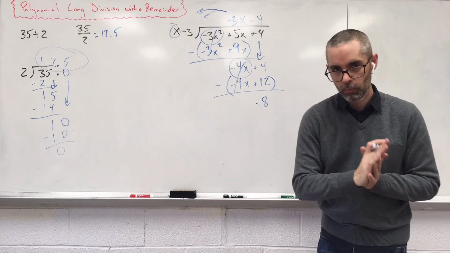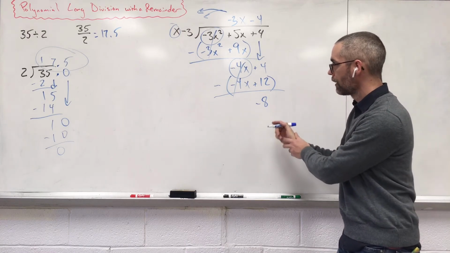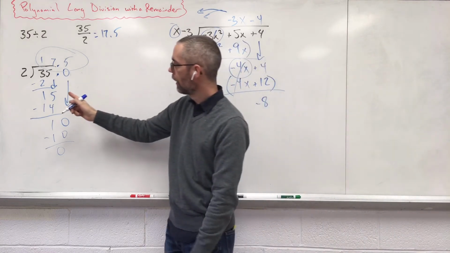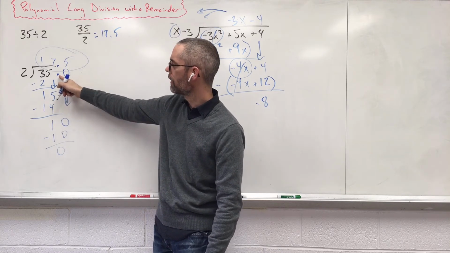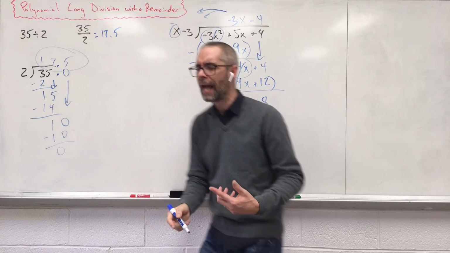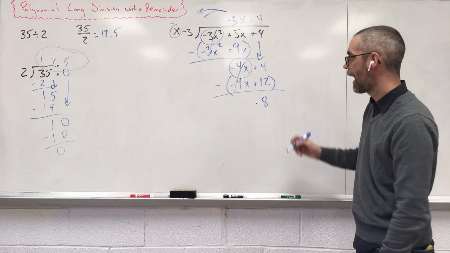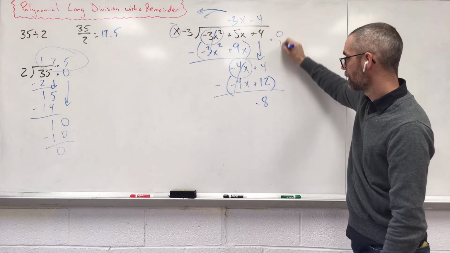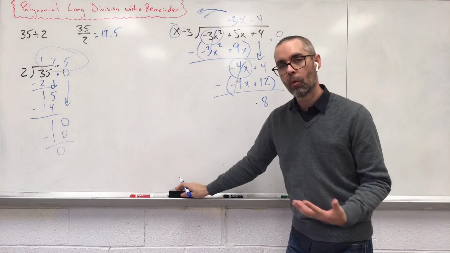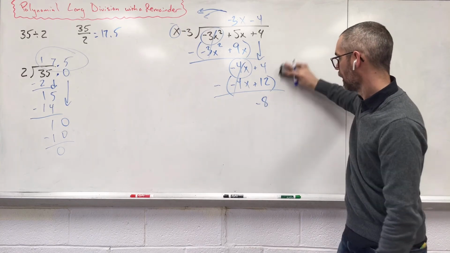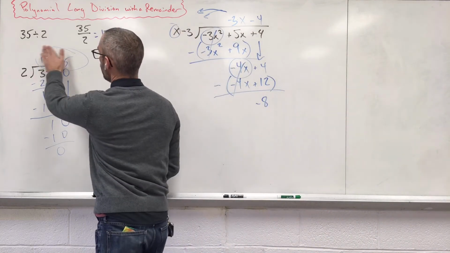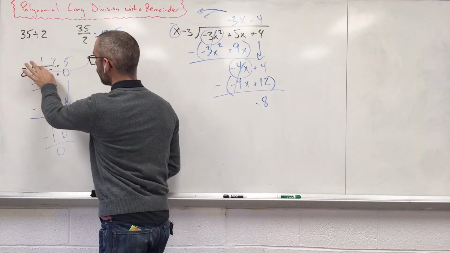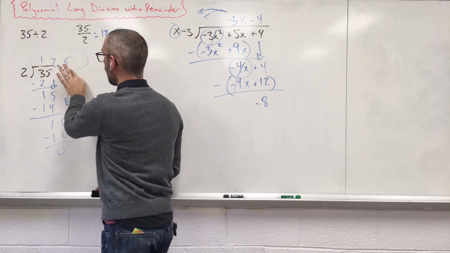Now, here's where I run into a problem. I have a remainder. Over here, I had a remainder, but then I just added a decimal, added a 0, and started this whole thing again. I cannot add a decimal, add a 0, and move on. It doesn't work like that dealing with polynomials. So let's go back and revisit what we have over here. So we know the answer is 17.5.